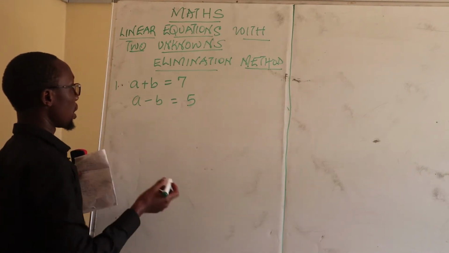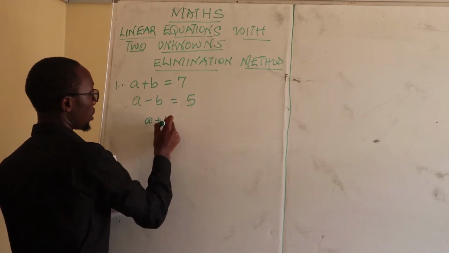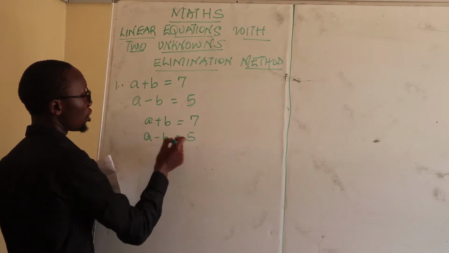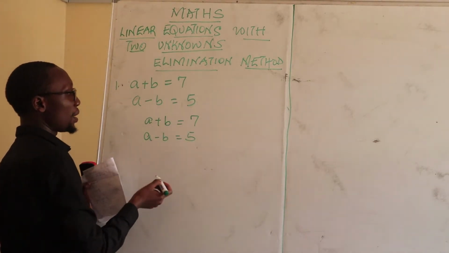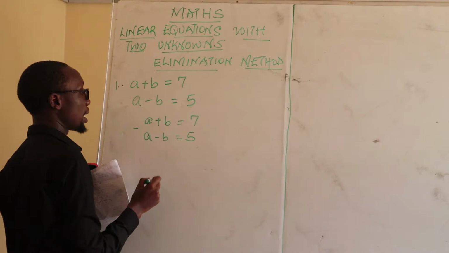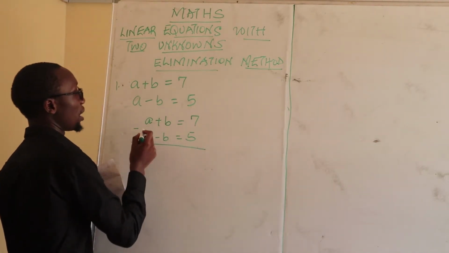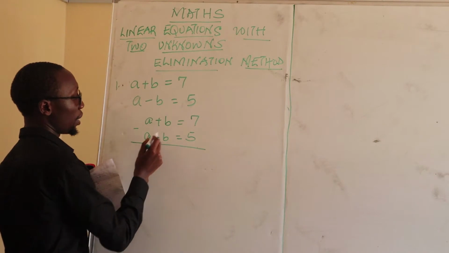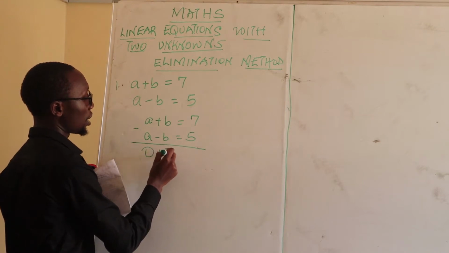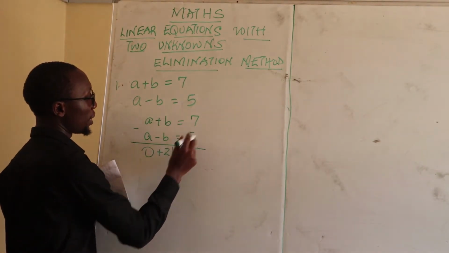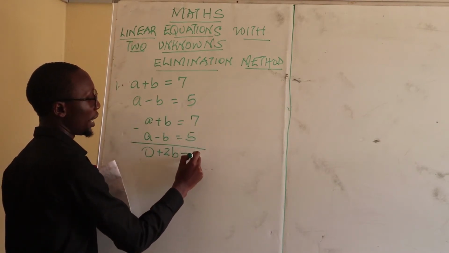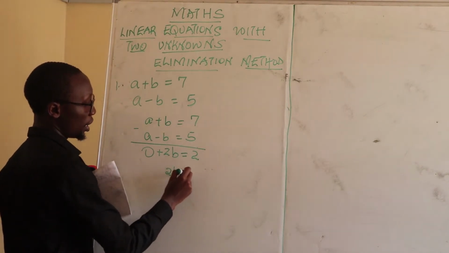So this is how you go about it. You arrange your equations vertically: A plus B is equal to 7, A minus B is equal to 5. Once you arrange them vertically, you subtract the second equation from the first equation. And so the result shall be A minus A gives you 0, B minus negative B gives you positive 2B, and this will be equal to 7 take away 5, which is 2. So 2B is equal to 2.